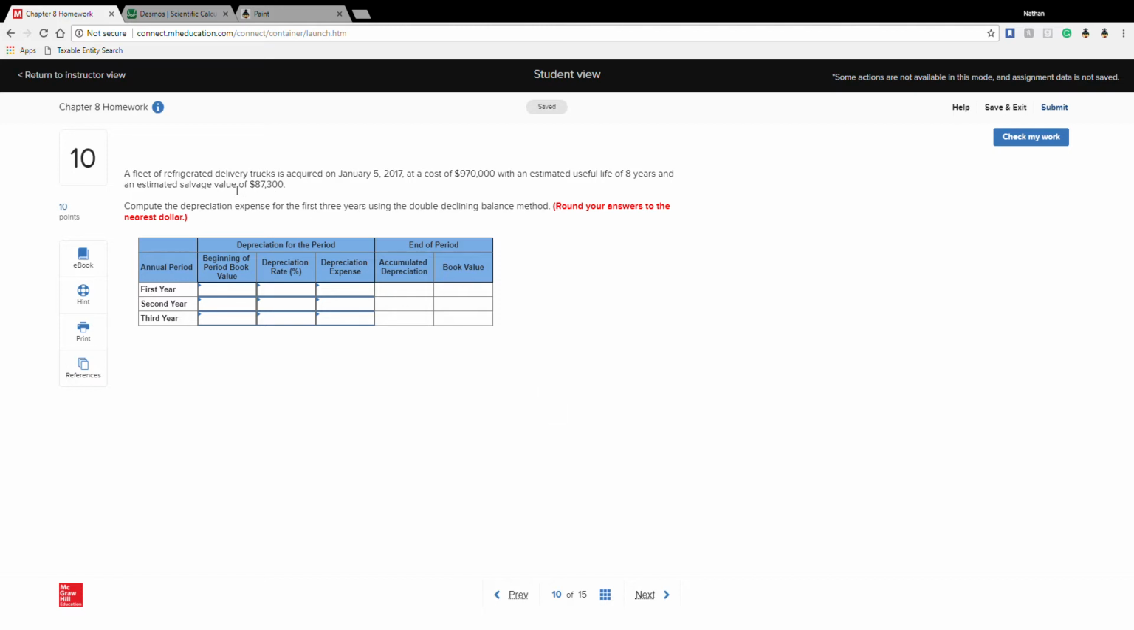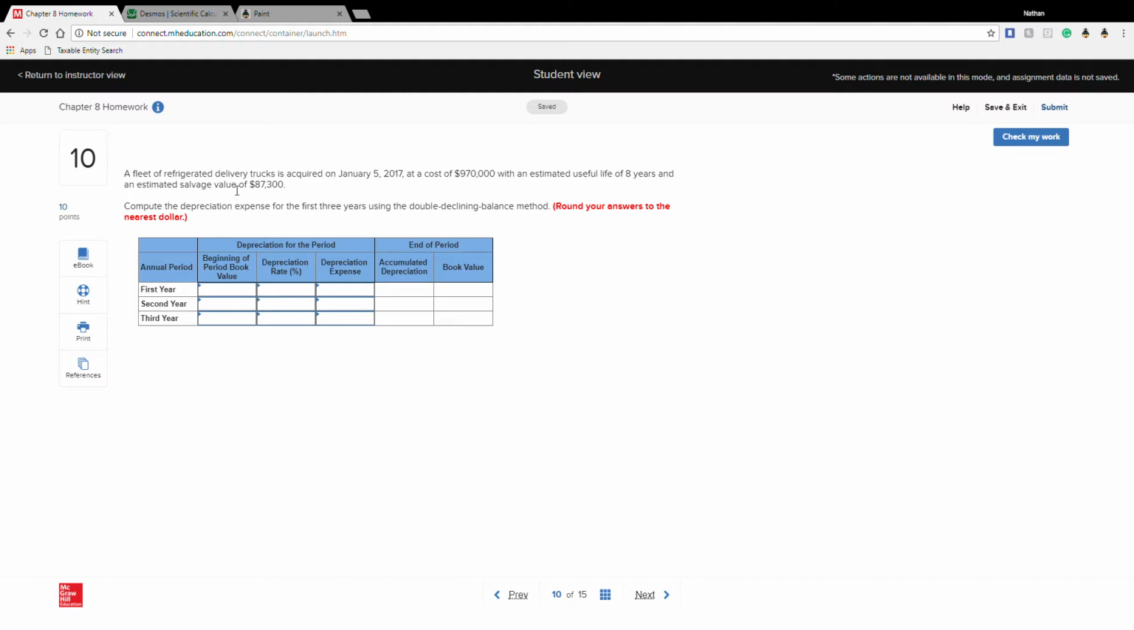So we're going to take a fleet of refrigerated delivery trucks. Oh yeah, delivery trucks. And it is acquired on January 5th, 2017. Again, it's not January 1st, but since it's so early in January, we can do the whole year. Don't have to worry about partial time. Okay? At a cost of $970,000 with an estimated useful life of 8 years. And an estimated salvage value of $87,300. Okay. Compute the depreciation expense for the first 3 years using the double declining method.